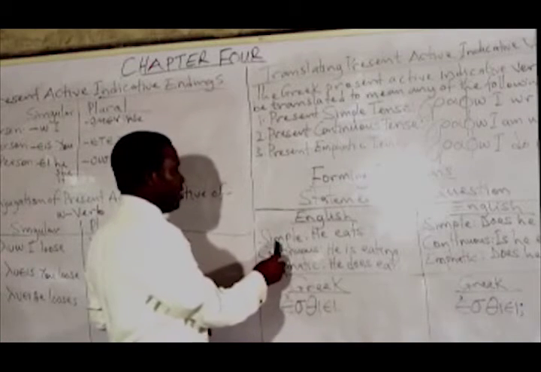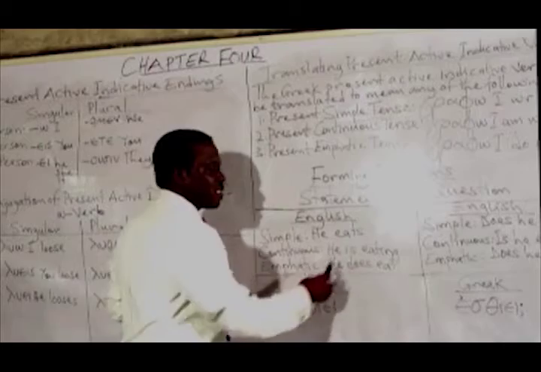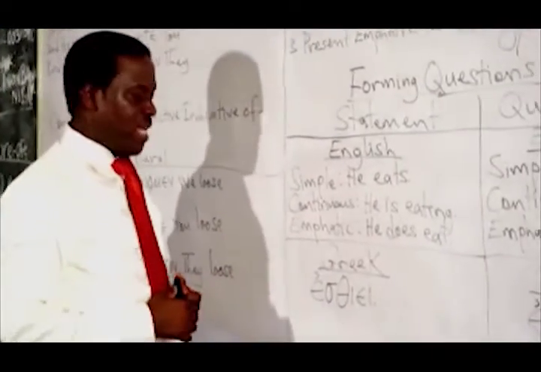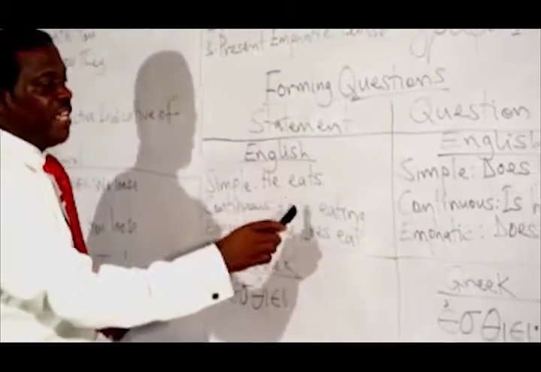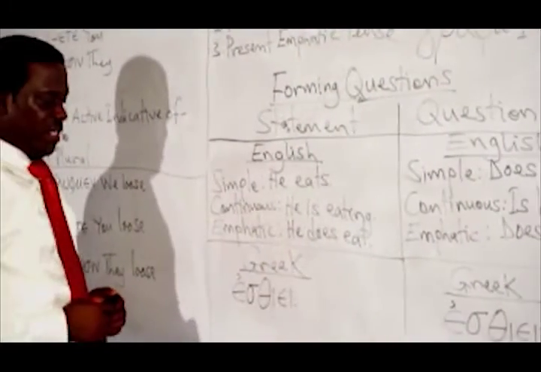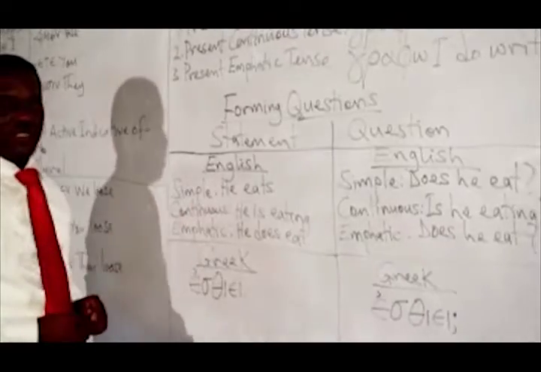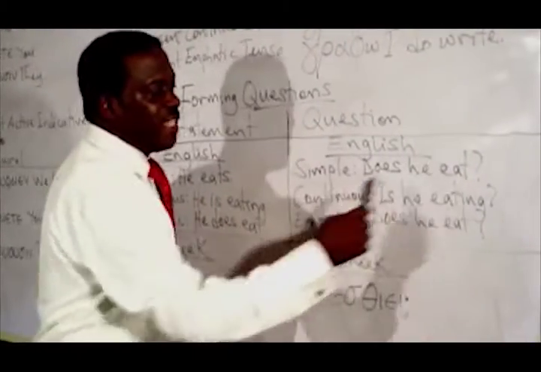Here we have the present simple tense: he eats, because we are using eat here in the third person singular. Then it continues: he is eating. In the emphatic: he does eat. This is the statement. Coming to the question, simple: does he eat?